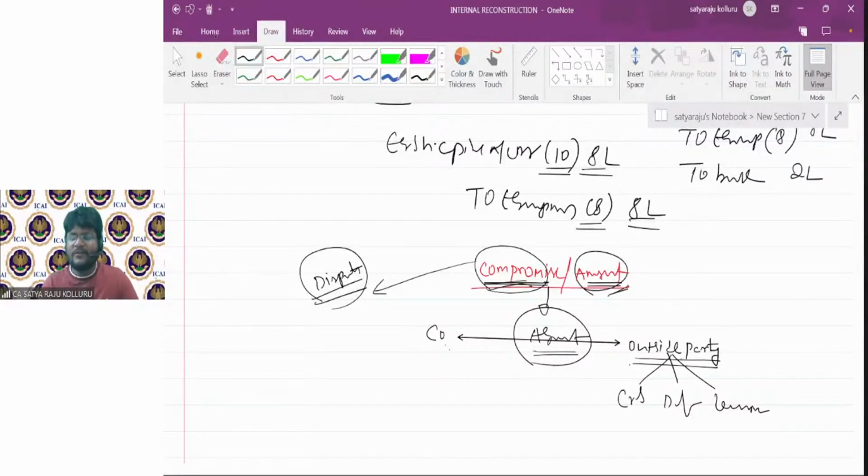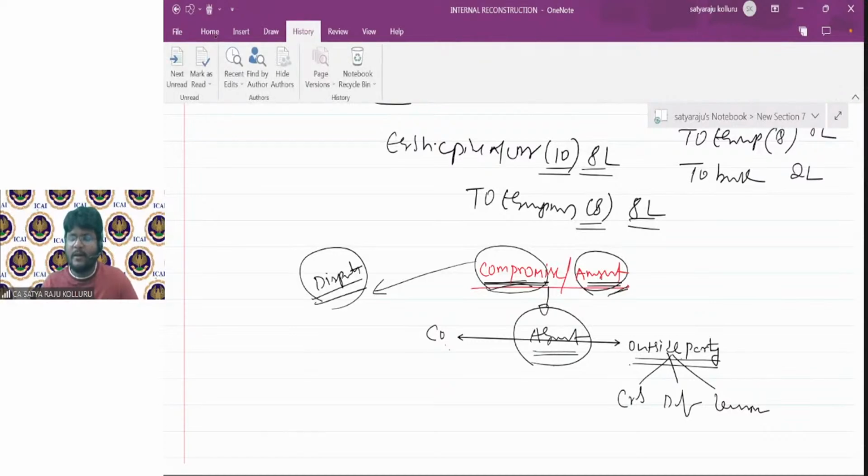Arrangement means that for the proposed offer or plan by the company, the people are directly accepting it. Then we can call it an arrangement.